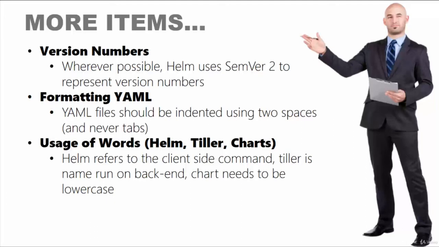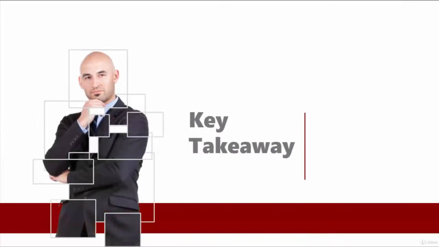The usage of words like Helm, tiller, charts: Helm refers to the client-side command, as I mentioned earlier. Tiller is the backend server. And chart needs to be in lowercase, as talked about earlier. Just a few things that I want to list out here so that we understand when we're actually working with Helm, charts, and tiller. The key takeaway is the concept of best practices regarding those.